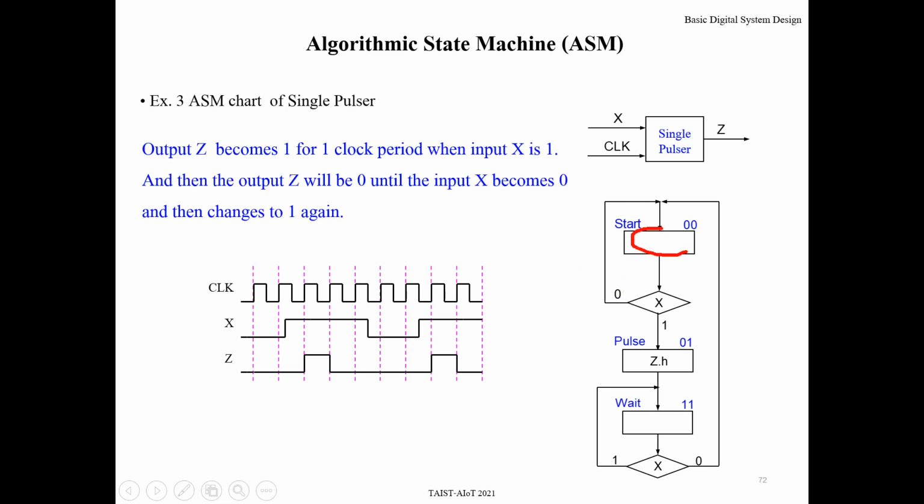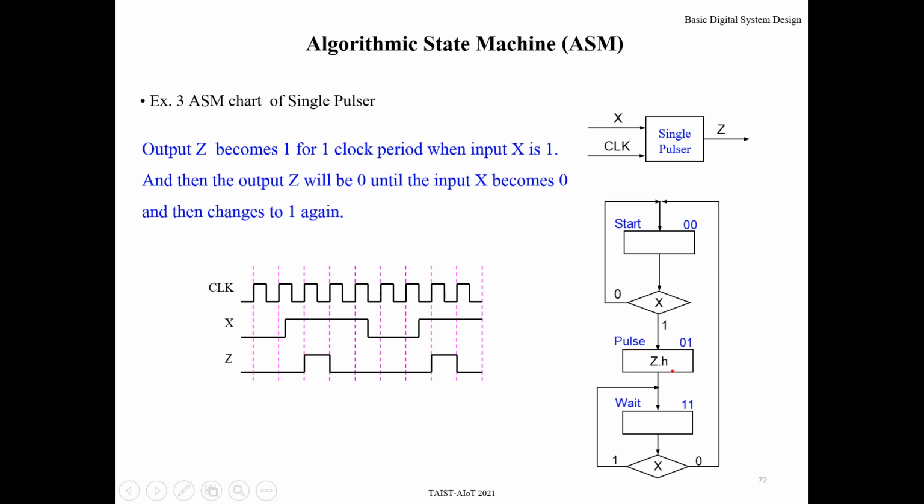Now to draw the ASM chart, you can do something like this. Start. Output is still 0, so I write nothing, no output active. And then if input X is 0, it stays in state start. But if clock ticks and X is 1, you go to some state where the output becomes 1 or active. That's called state pulse.